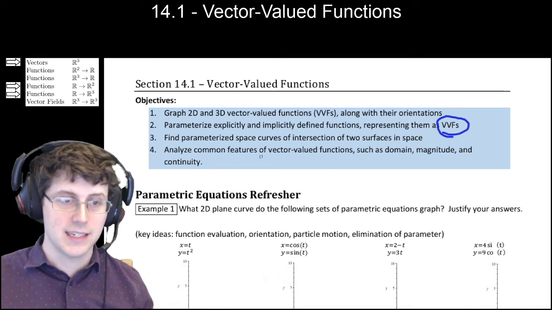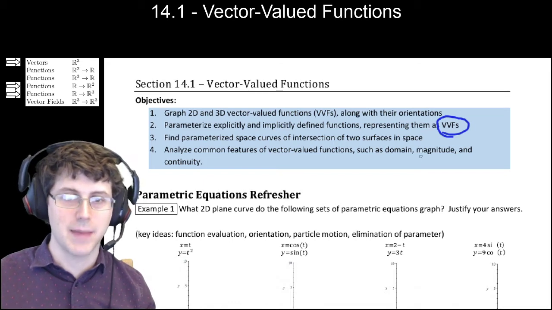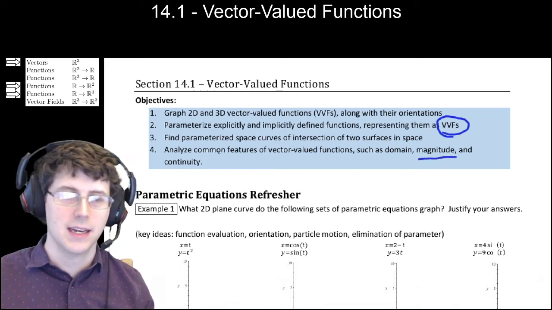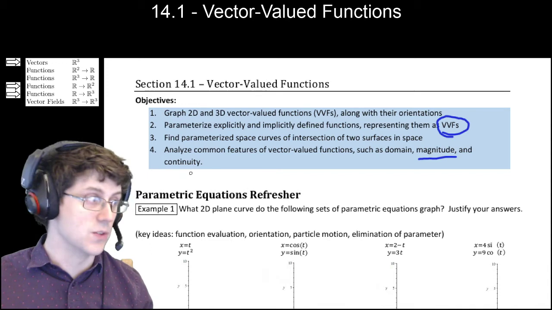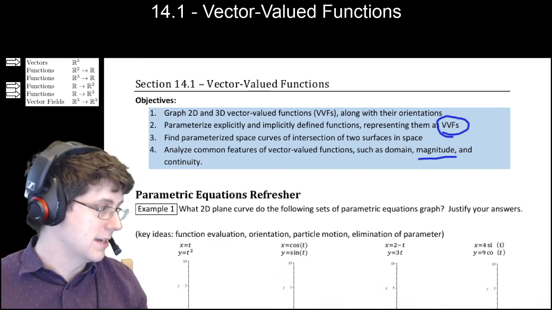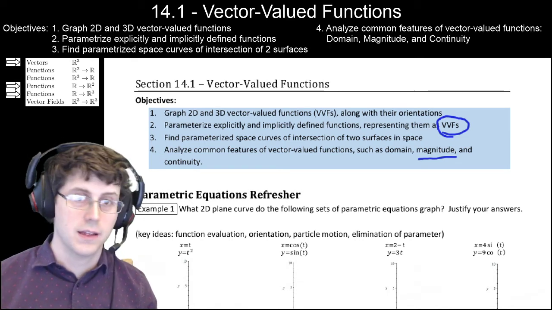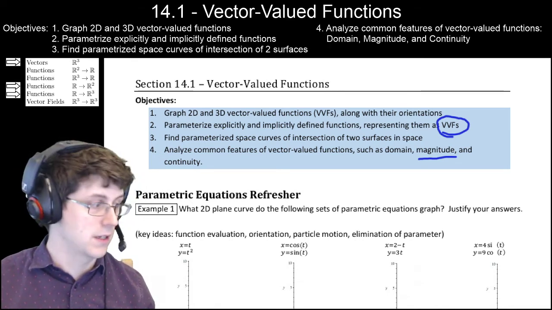And then we'll analyze some common features of vector-valued functions. We'll try to find their domains, we'll try to find magnitudes of some of the outputs, and we'll try to tell if these are continuous. I'll get these objectives up on the top so we can keep them there and refer back to them. And then let's move forward.